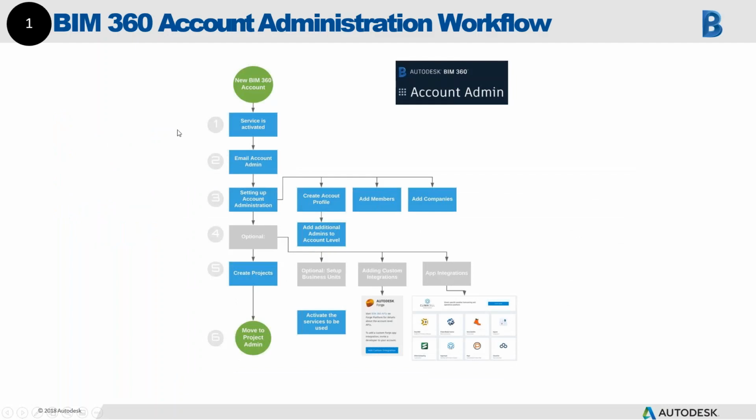Okay. So to start, we're going to start with creating a brand new BIM 360 account, and that is for the account admin to start. This person is going to activate the service, so we're going to activate BIM 360, BIM 360 Docs specifically. They should be emailing another account admin as well. So we're going to invite another account admin so that they'll have the exact same rights as the first person.